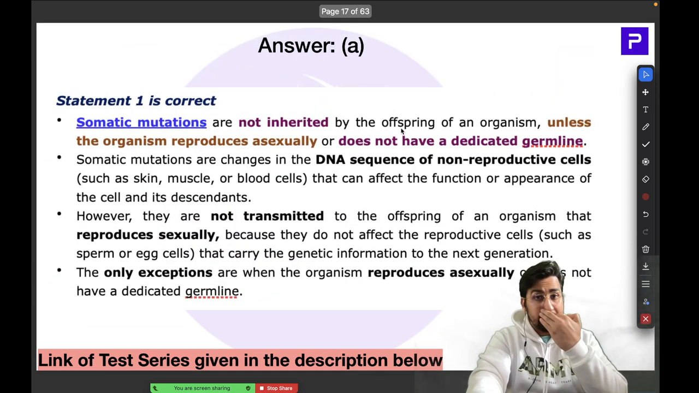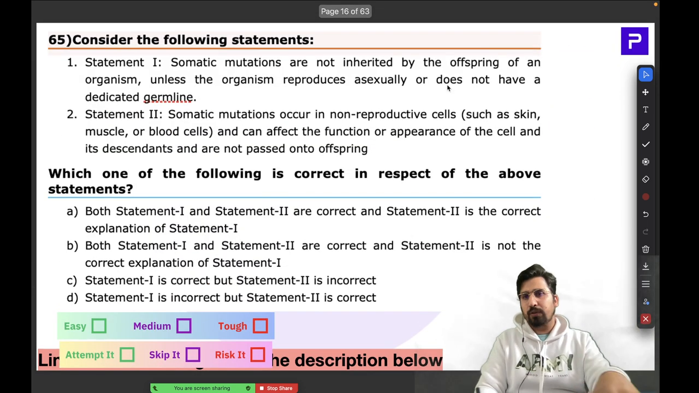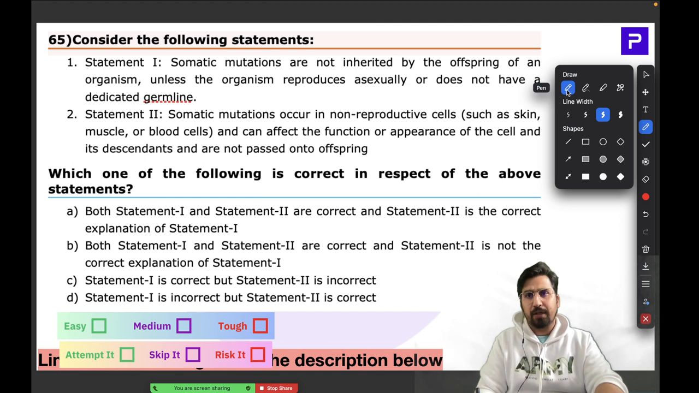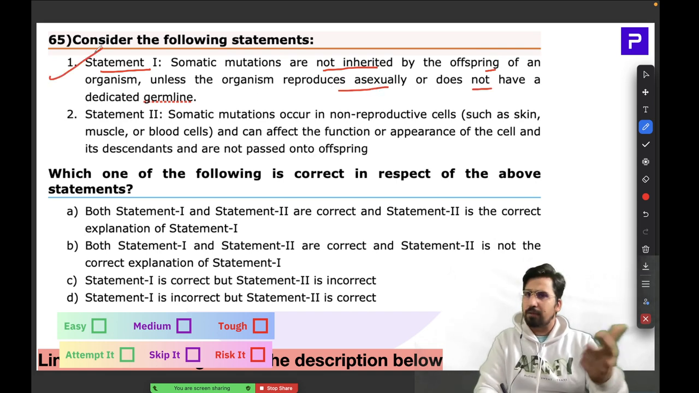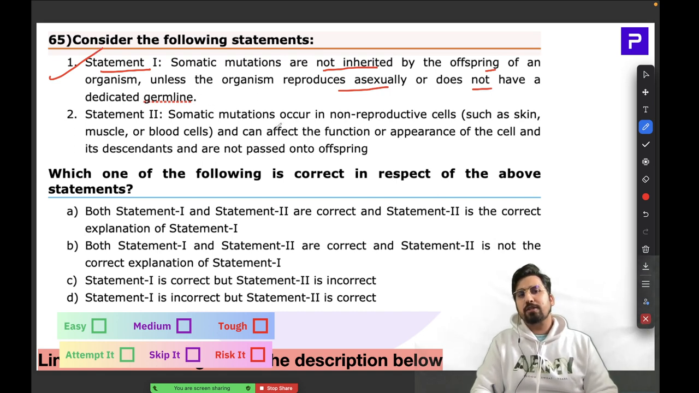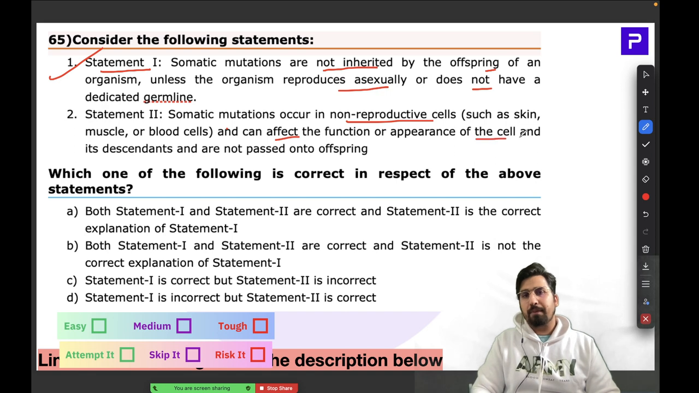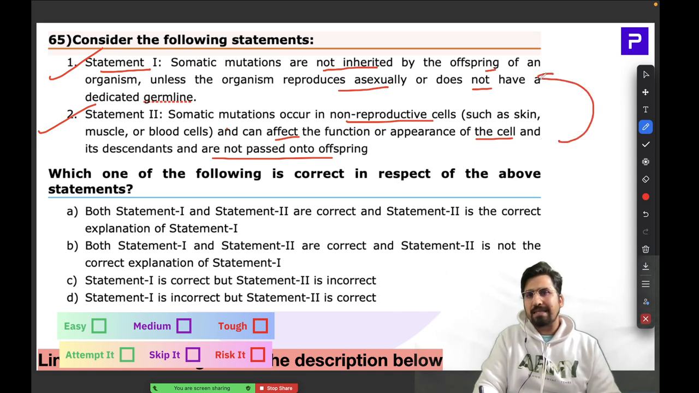Now I have told you the concept of somatic mutation. Now, please read the statement. The first statement says they are not inherited by the offspring unless the organism reproduces asexually or does not have a germline. Absolutely correct. And the second statement says somatic mutations occur in non-reproductive cells and can affect the function and appearance of the cells, but are not passed into the offspring. So clearly both statements are correct, and two is explaining the first correctly. The answer has to be A.